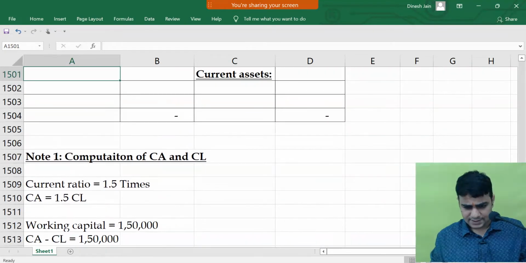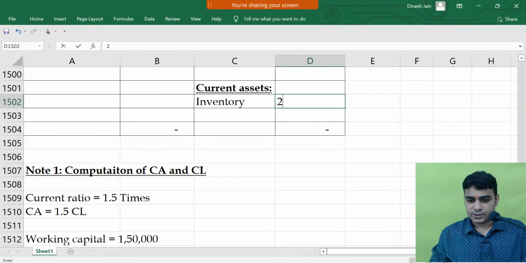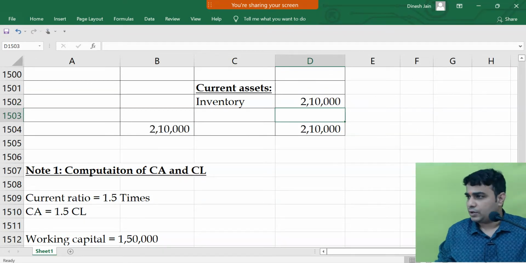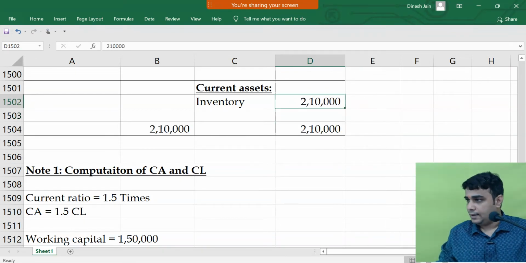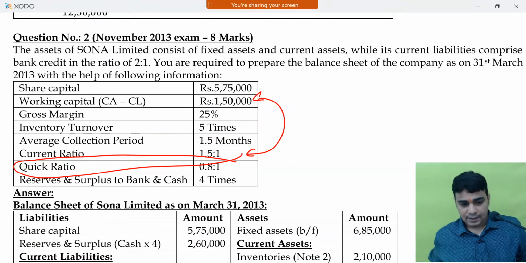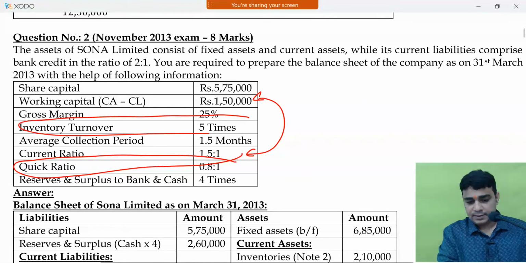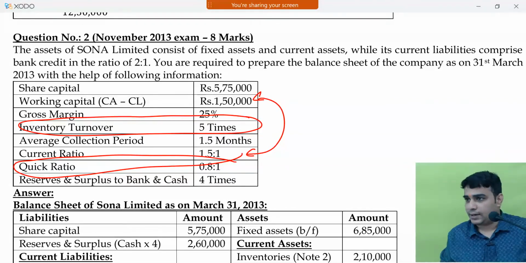So I go back and write here inventory 2,10,000. You will give reference to whatever note you have used to calculate that. This is one piece of information which we have calculated. Using inventory, if you want, you can calculate COGS. I'm not sure whether there's a need for that, so I'm not getting into the calculation as of now, but I can calculate COGS. You'll have to think about all of this.